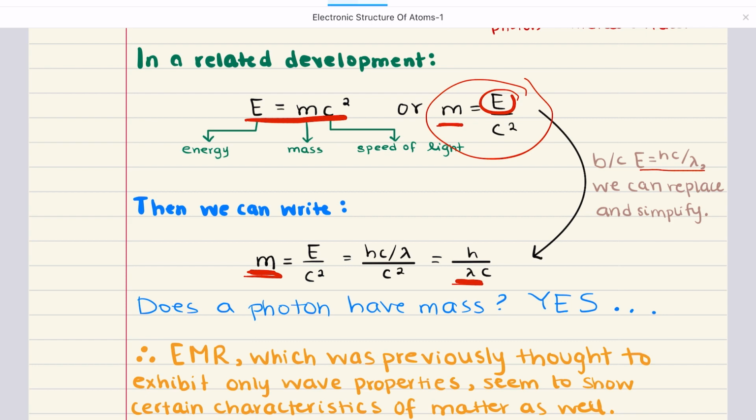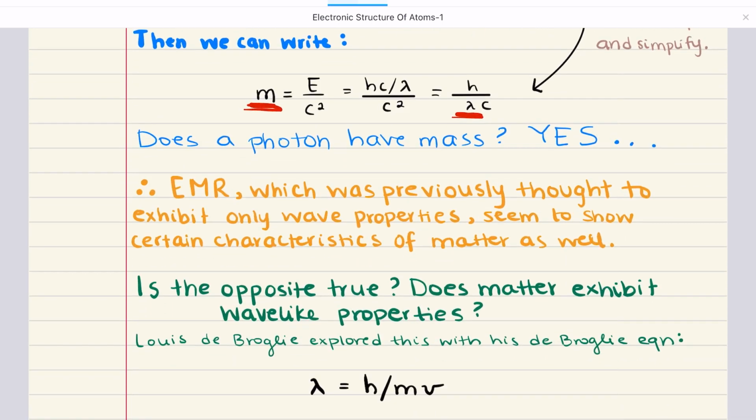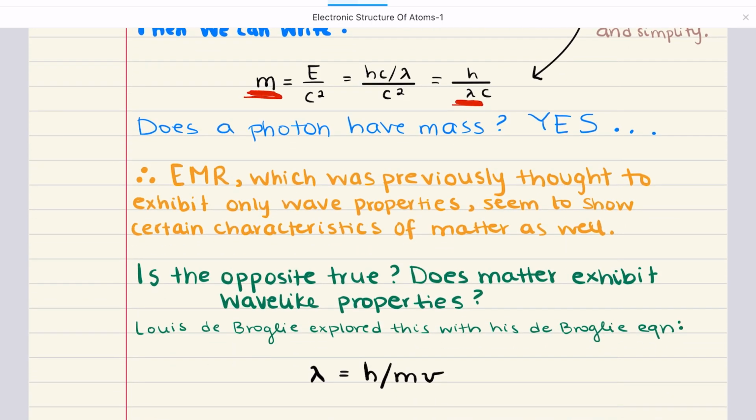Now, from the work of Planck and Einstein, we can draw several significant conclusions. One, energy is quantized. This is the point that I want you to take away from all of this. Energy is quantized and it occurs only in discrete units called quanta. Second, electromagnetic radiation, once thought to be purely wave-like, now shows characteristics of particles as well. And this phenomenon is referred to as the dual nature of light, or wave-particle duality.